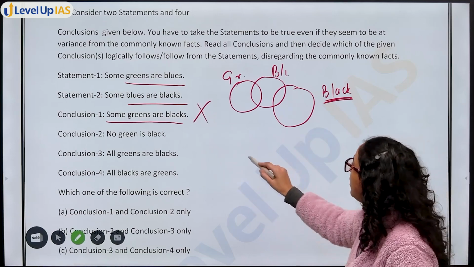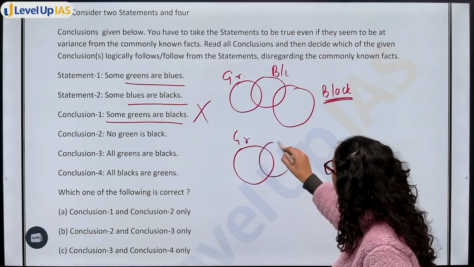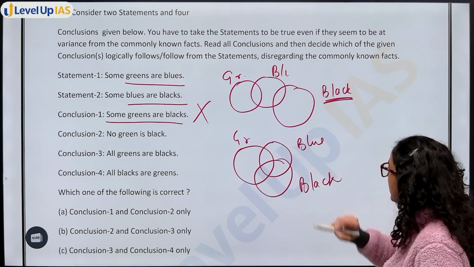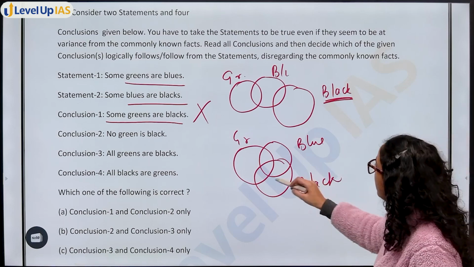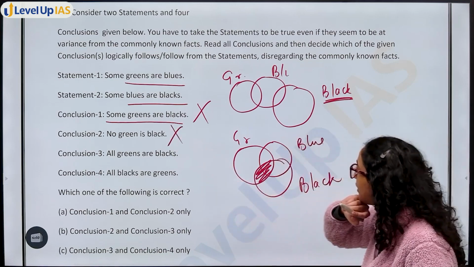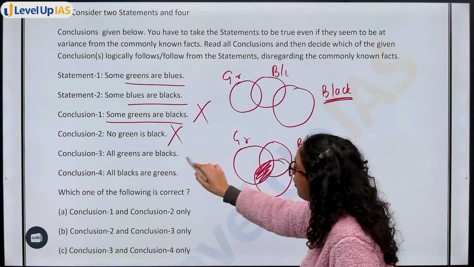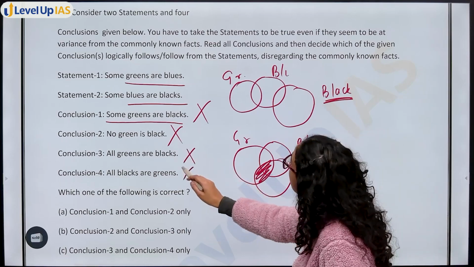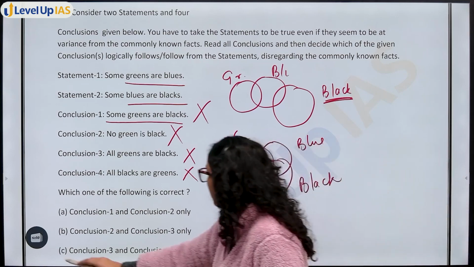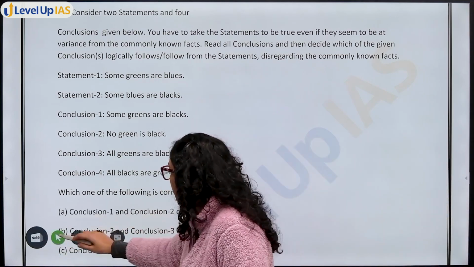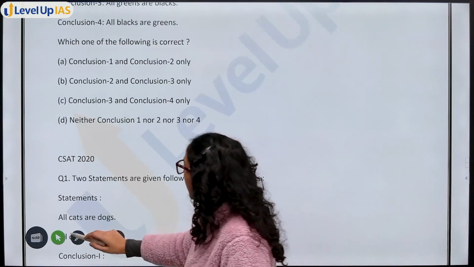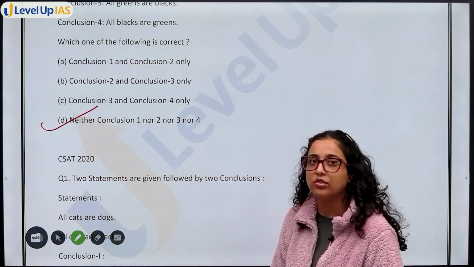No green is black. Now this is also not true. Green, blue, black, okay? Three colors are there. In this case, green and black have something in common. So no green is black is also false. All greens are black, again false. All black are green, again false. So no conclusion follows. That means option D, neither conclusion 1, nor 2, nor 3, nor 4.